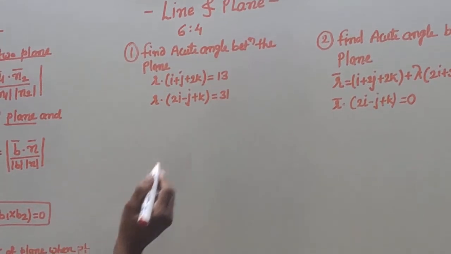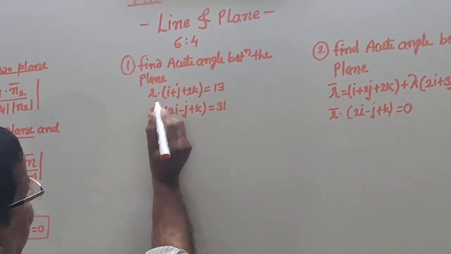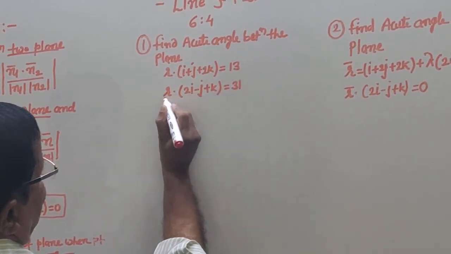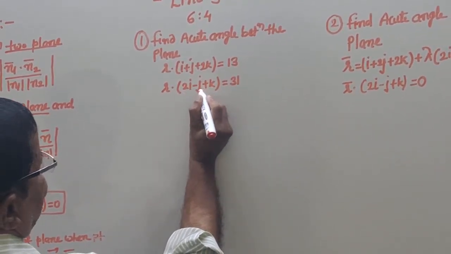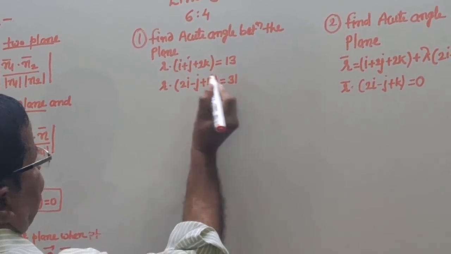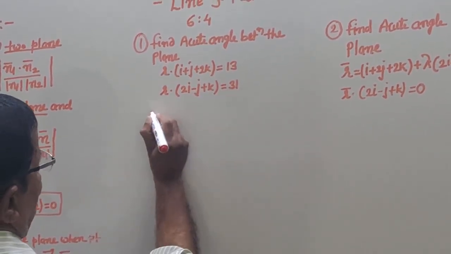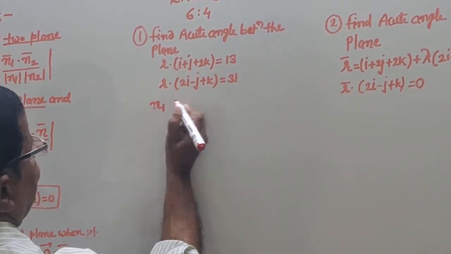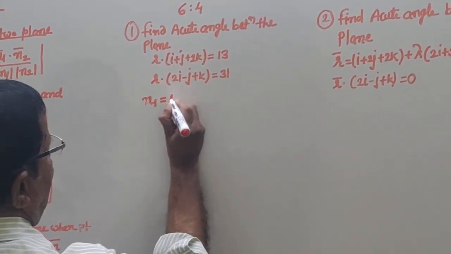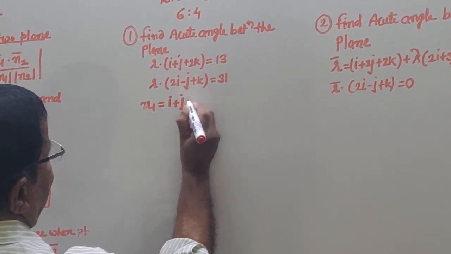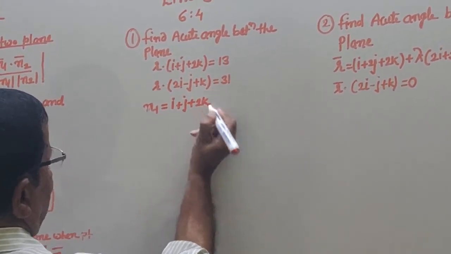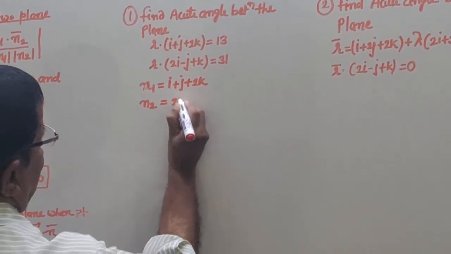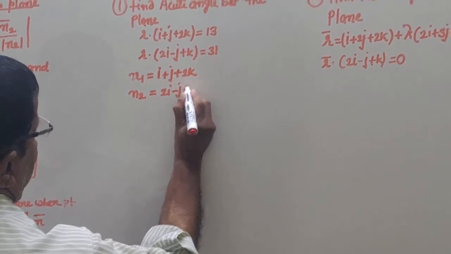Find the acute angle between the planes r dot (i plus j plus 2k) is equal to 13 and r dot (2i minus j plus k) is equal to 31. These are the equations of the two planes. Now I can write n1 is equal to i plus j plus 2k, and n2 is equal to 2i minus j plus k.